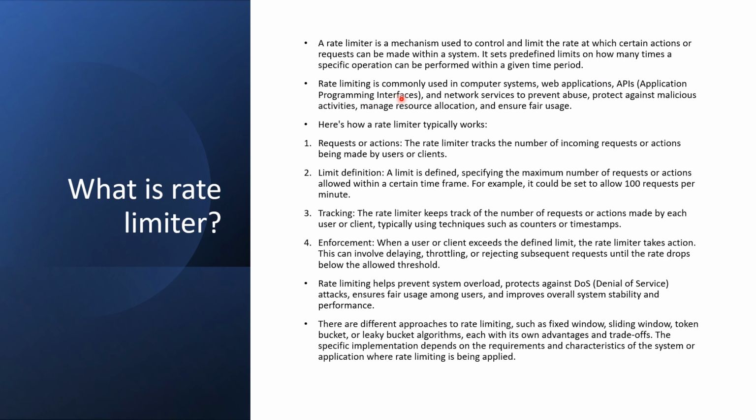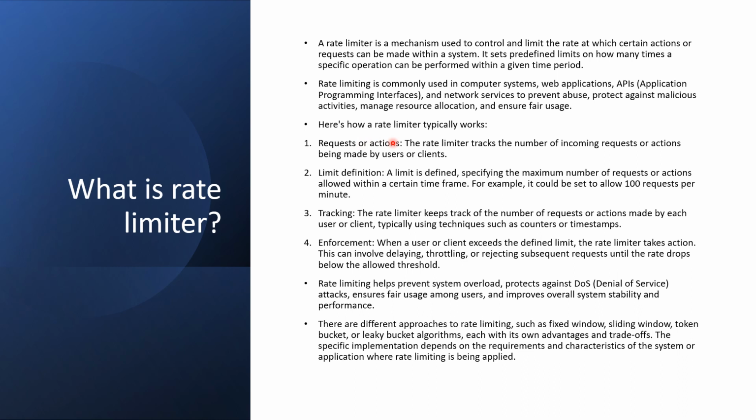Rate limiting is commonly used in computer systems, web applications, APIs (application programming interfaces), and network services to prevent abuse, protect against malicious activities, manage resource allocation, and ensure fair usage.